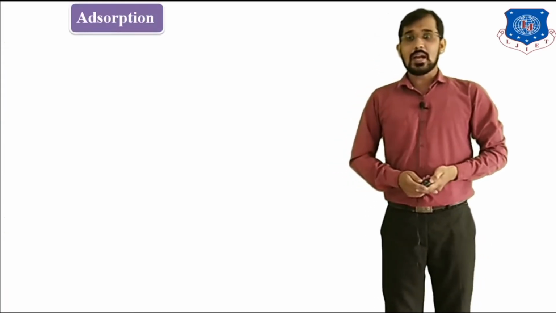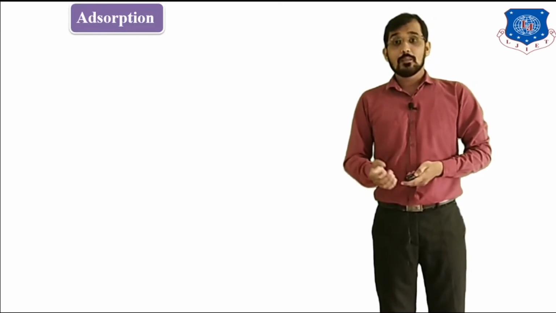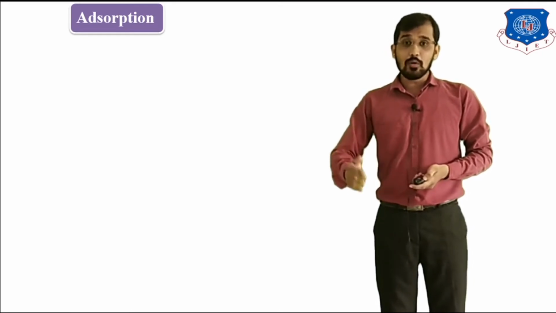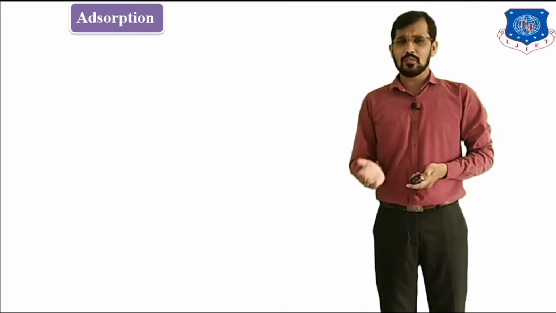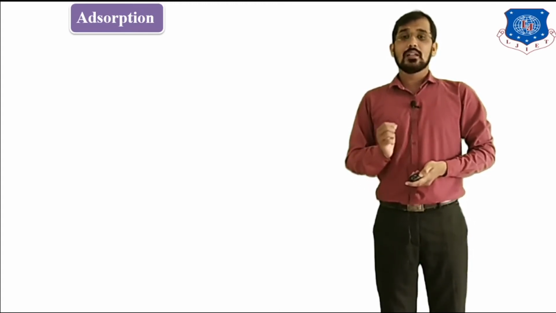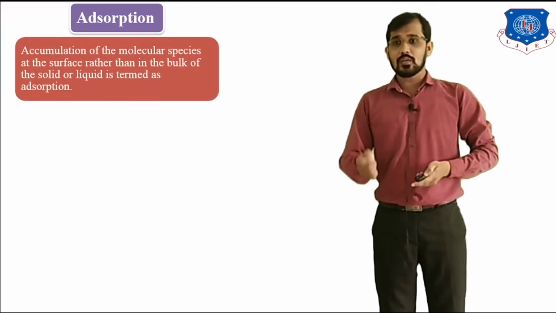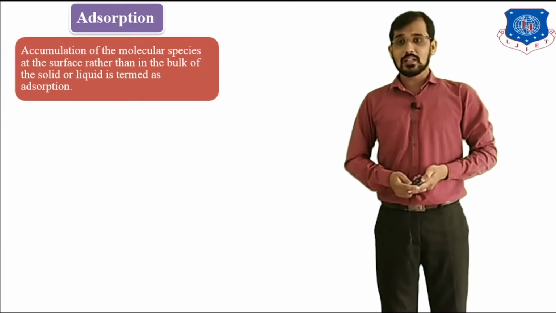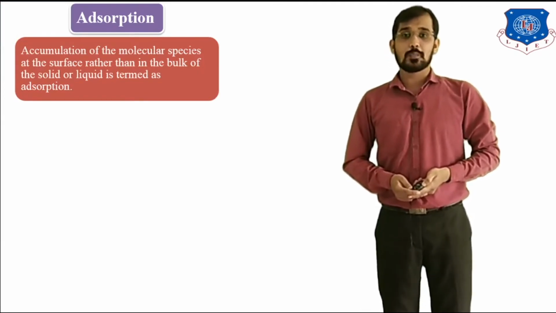Next one is adsorption. I already told you that adsorption is a separation technique, but it is a surface phenomenon in which one substance is accumulating over the other substance. That substance is known as the adsorbate. The substance on which the adsorbate is accumulated is known as the adsorbent. First point, the definition. You can see here, accumulation of molecular species at the surface rather than in the bulk of the solid or liquid is termed adsorption.